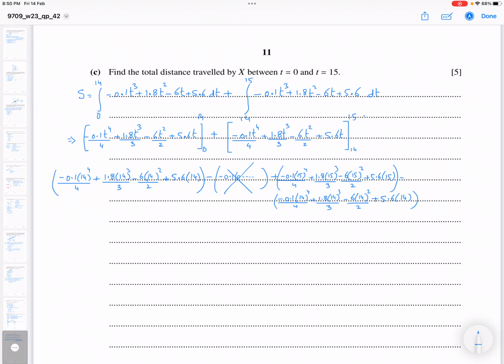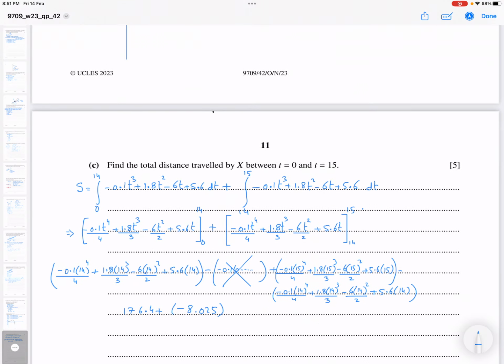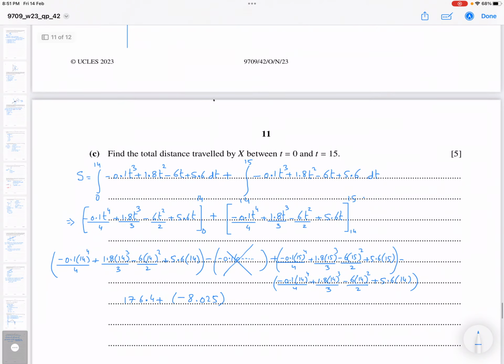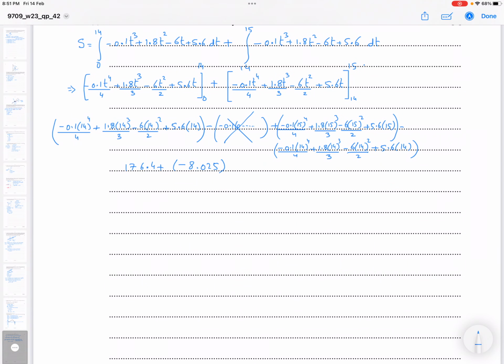You solve everything, you will get 176.4 plus, so you will get negative sign in the last portion, minus 8.025. So this from 14 to 15, actually this part is here. We are calculating area of this portion, so this is below x-axis, so definitely the answer would be in negative, so ignore the negative sign. So you take 176.4 plus 8.025 and you get 184 meters the distance.